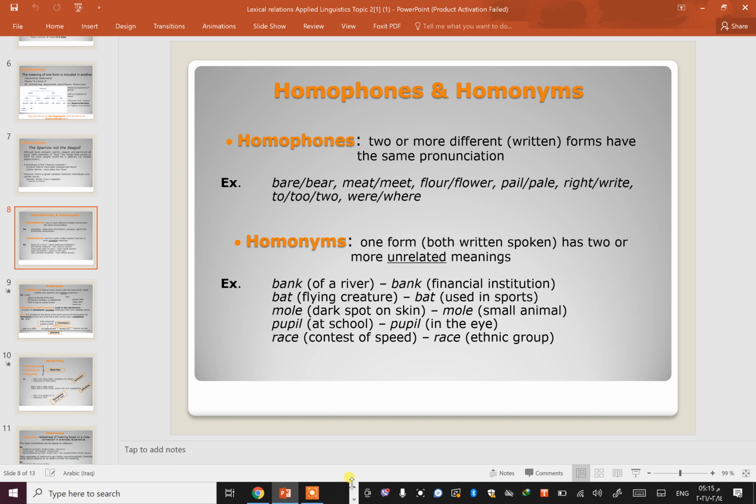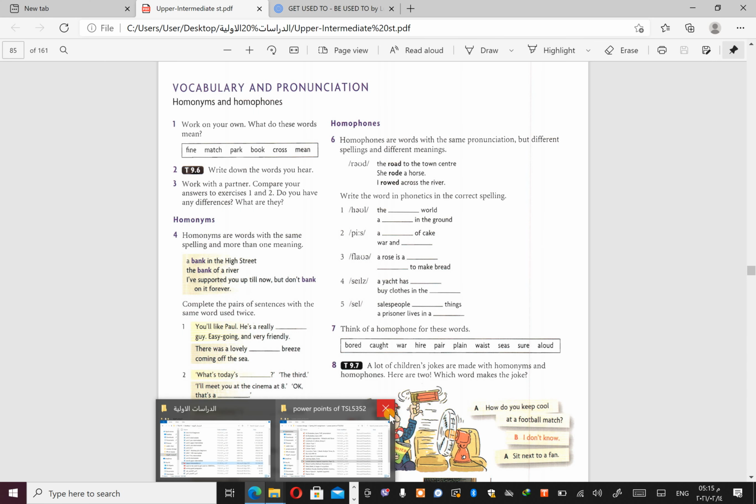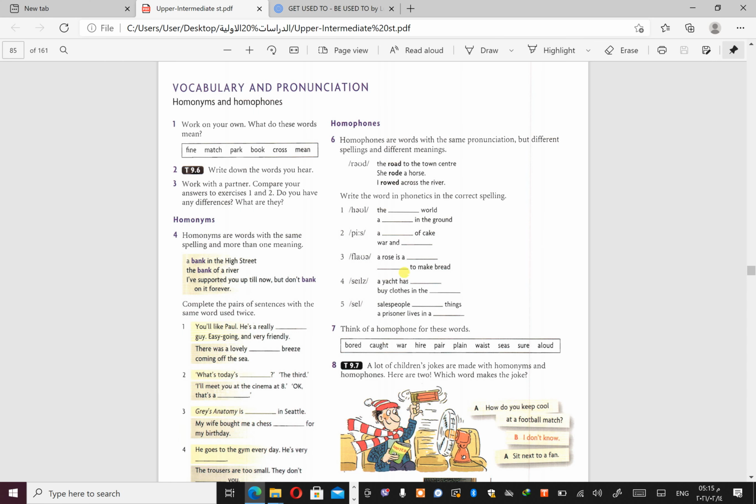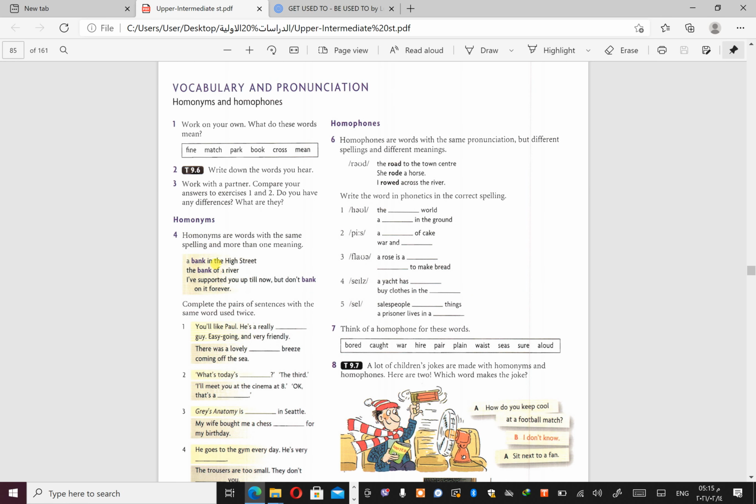So this is how we know. We have to find out not from the pronunciation, sorry, but from the context، من خلال المعنى مالت الجملة. As you see here, homonyms. Okay, a bank in the high street or the bank of the river. المعنى مختلف تماما but it is written the same.